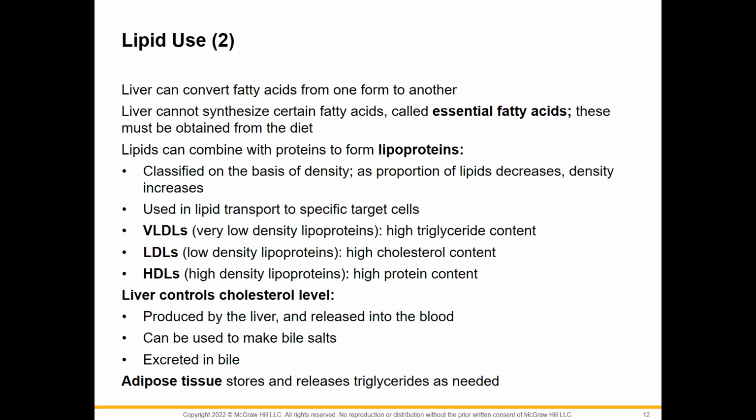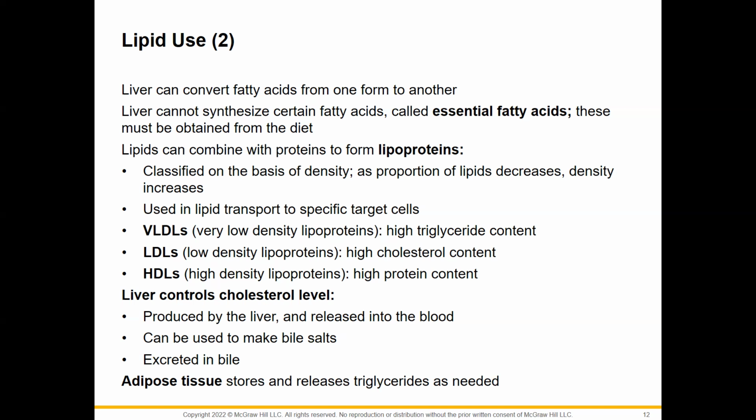So lipids are not a primary energy source that our body uses, but the body can use lipids as an energy source, which is why our bodies store fat, right? Because that is that potential energy that we can use later on if we need it and if we run out of glucose and glycogen.